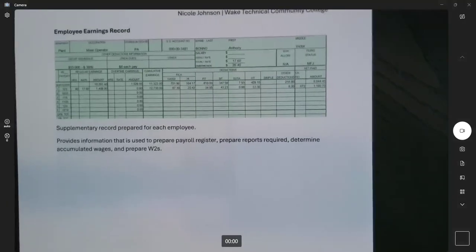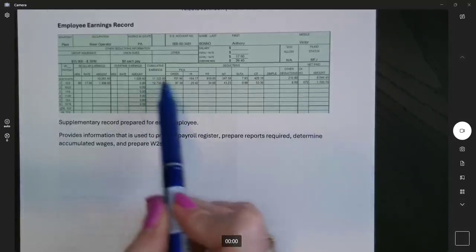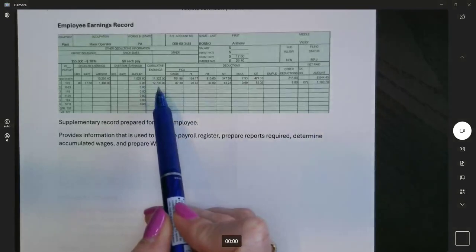Next up, this is an example of an employee earnings record. This is a supplementary record prepared for each employee. It provides information that's used to prepare the payroll register, prepare reports required, determine accumulated wages, and prepare W-2s. An important factor with this tends to be what their accumulated wages would look like in their yearly totals. This is typically helpful in determining things with wage bases or maximum amounts.